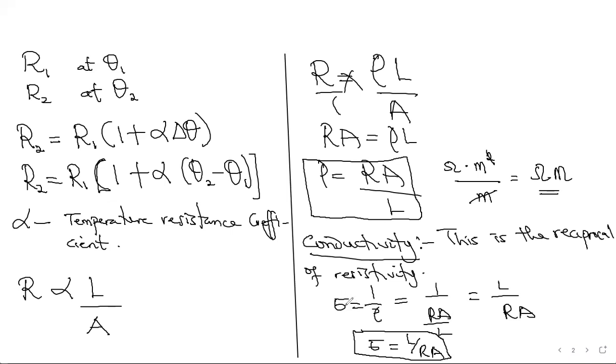So that's the formula for calculating conductivity. It is denoted as sigma, and the unit will be the inverse of ohm meter.